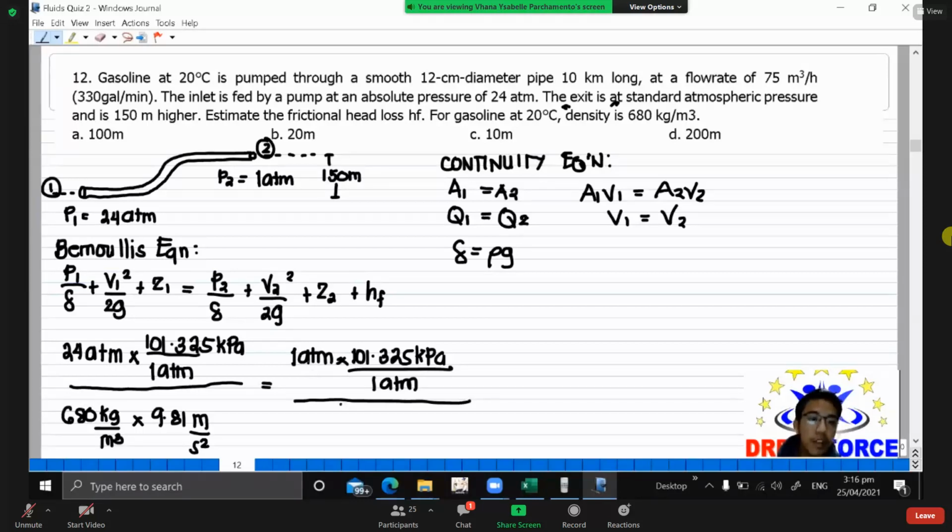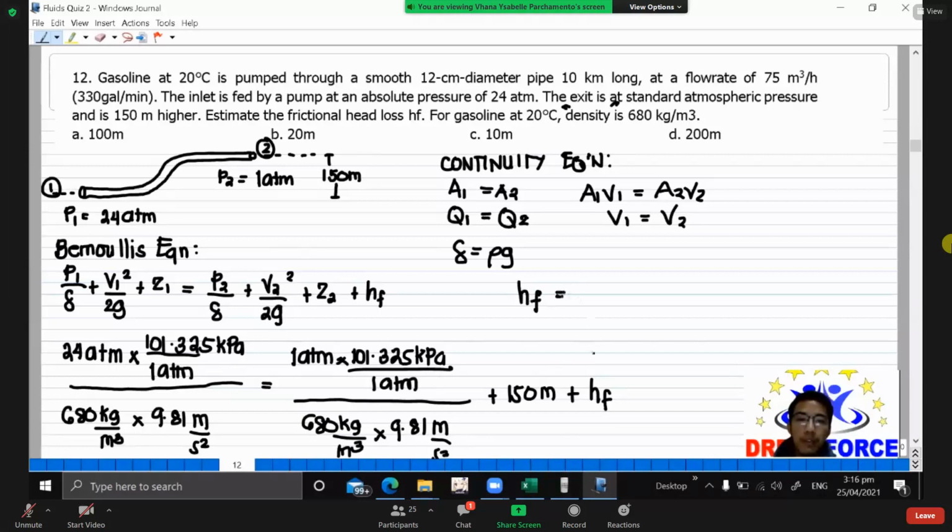Again, divided by same, yun pa rin siya, specific weight. We have 680 kilograms per cubic meter times 9.81 meters per square second. Ito, cancel ulit to, kasi magka-cancel silang dalawa doon. Then plus Z2. Z2 natin is 150 meters high, so we have 150. Then plus yung ating head loss due to friction. So ito, pag nag-unit analysis ka dito, babalik ka na sa meters. So lahat yan naka-meters, so ang answer natin naka-meters.